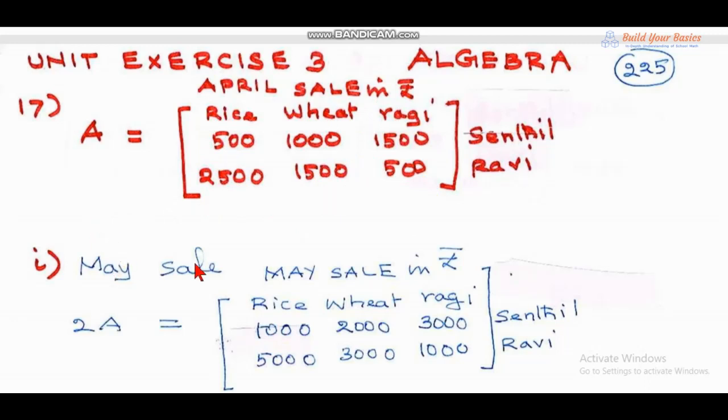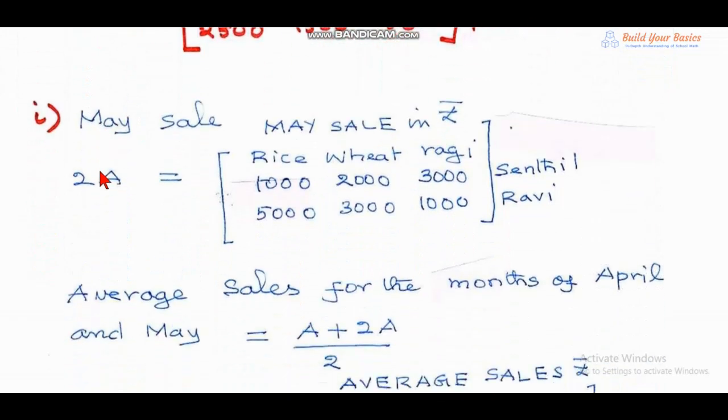What is May sale? It is exactly twice that of the April sale. So May sale is 2 times A. Multiply each number by 2. So 1000, 2000, 3000, 5000, 3000 and 1000. These are the sales for the month of May. The sale for May is twice the sale for April.